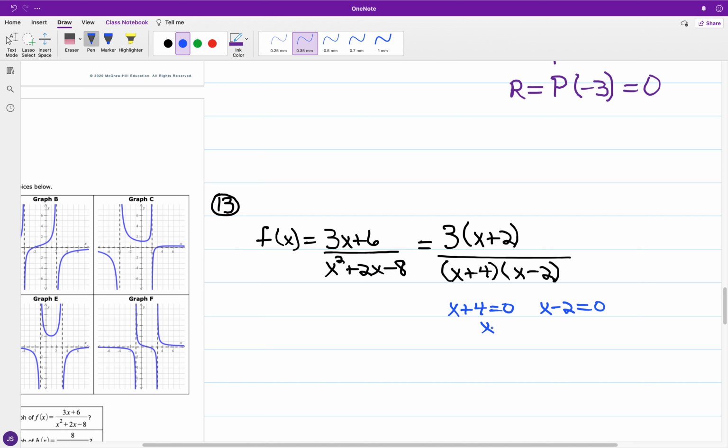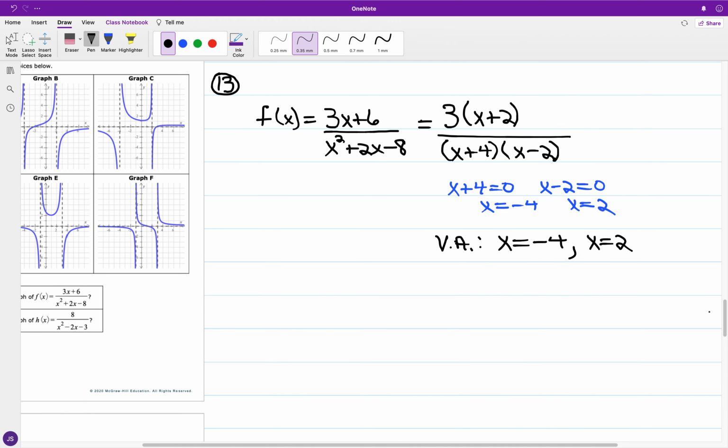So you have x plus 4 equal to 0, and we have x equal to negative 4, and we have x equal to 2. So those are your restricted values from the domain, and the zeros of the denominator factors. Those are going to be the vertical asymptotes, where we have x equal to negative 4, as well as x equal to 2. So you've got two vertical asymptotes, and for any other asymptote regarding this particular function, you have 3x plus 6 all over x squared plus 2x minus 8.